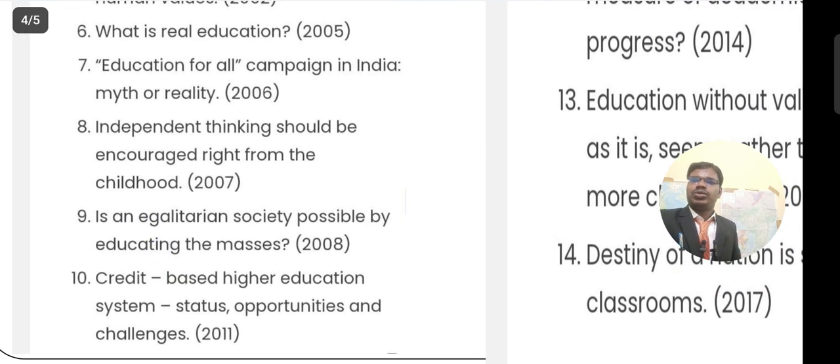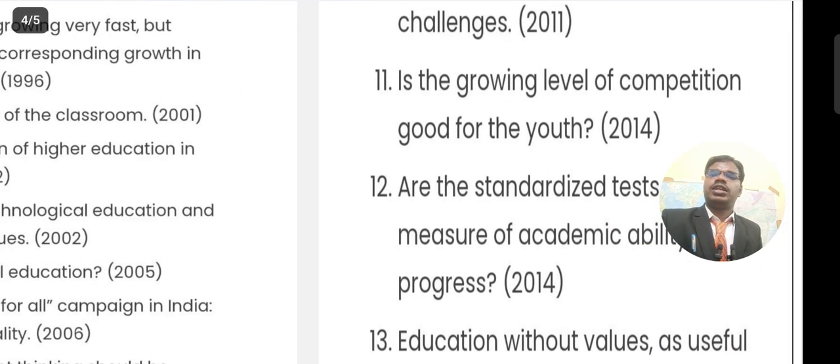We will see all the questions. Education for all campaign in India, meet our reality. Next, independent thinking should be encouraged right from childhood. In 2007, this question: is an egalitarian society possible by educating the masses? And this one, credit-based higher education system, status, opportunities and challenges.